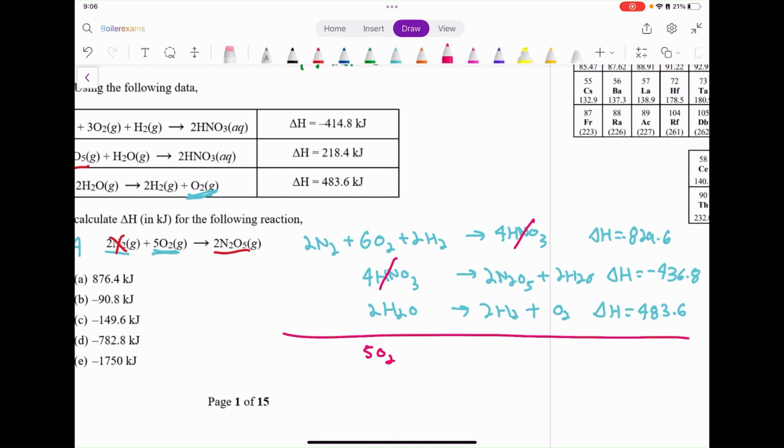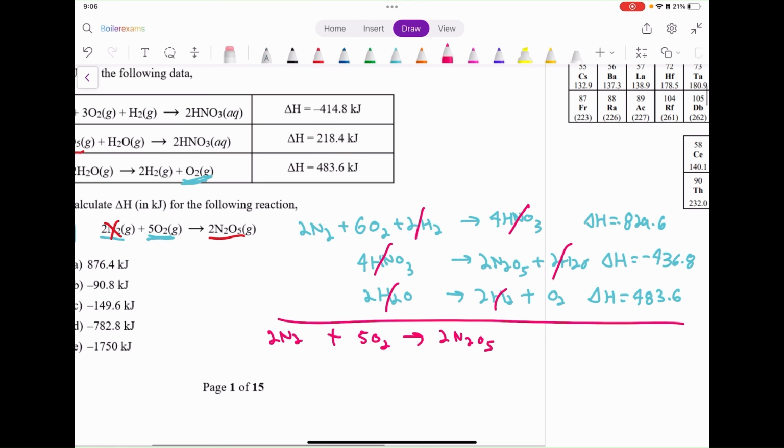These are going to completely cancel. Same with water. Same with hydrogen. And then I'm going to get my 2 N2s left. I'll have the 5 O2s, and then those will be turning into 2 N2O5. So this is just a sanity check there. This matches that.